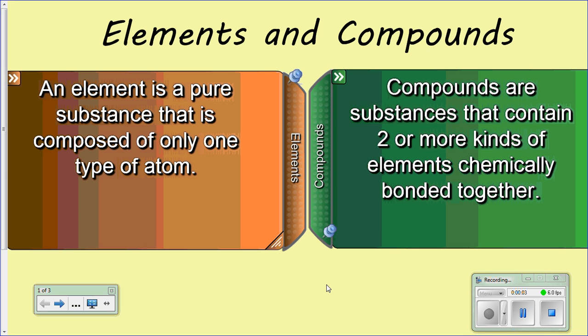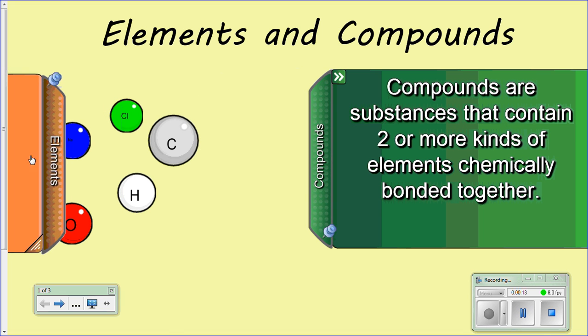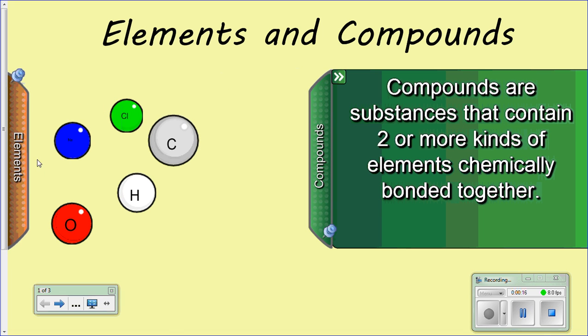Let's review elements and compounds. An element is a pure substance that is composed of only one type of atom. Examples include sodium, chlorine, carbon, hydrogen, and oxygen. Elements can be found on the periodic table of elements.